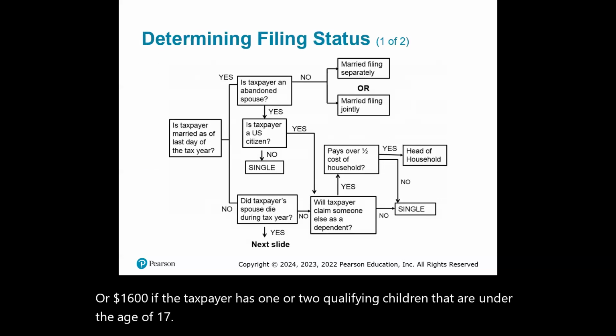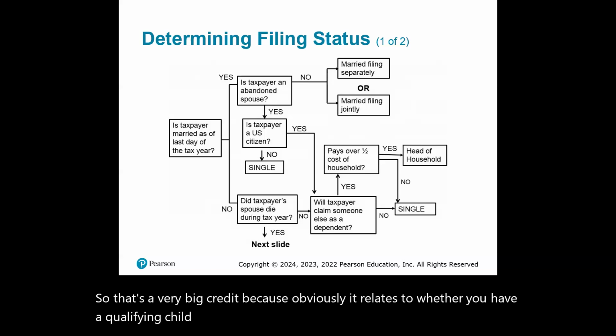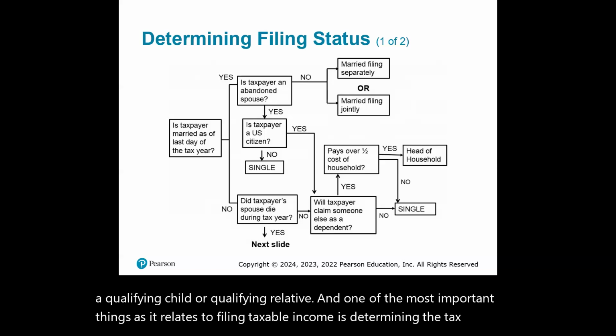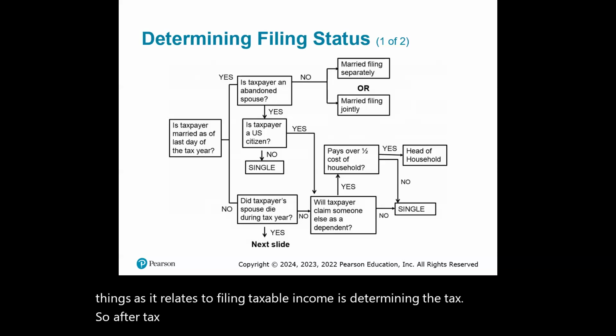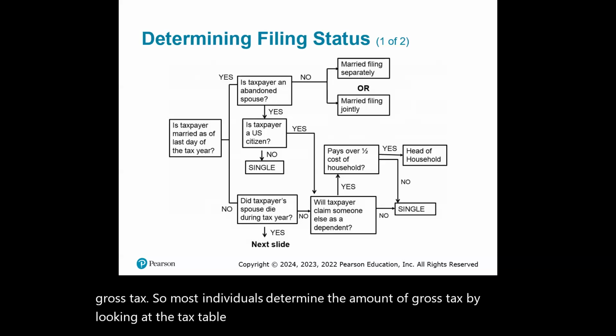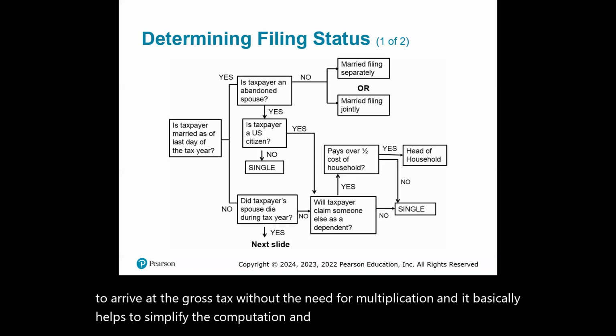So that's a very big credit, because obviously it relates to whether you have a qualifying child or a qualifying relative. And one of the most important things as it relates to filing taxable income is determining the tax. So after taxable income is computed, the next step is to determine the gross tax. So most individuals determine the amount of gross tax by looking at the tax table, right? So this method basically allows the taxpayer to arrive at the gross tax without the need for multiplication, and it basically helps to simplify the computation and reduces the number of errors.